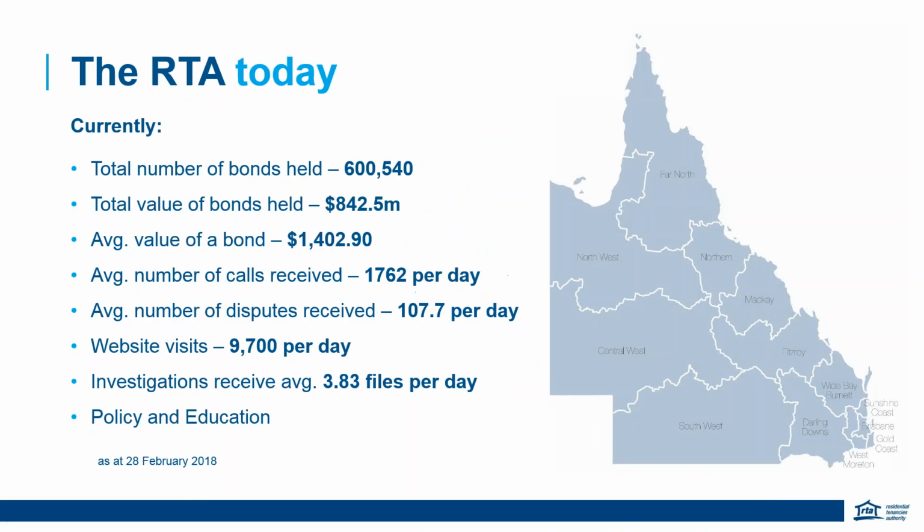So the RTA today is currently holding around 600,000 bonds. The value of those bonds is around 842 million. The average value of a bond lodged is $1,400. The average number of calls received is about 1762 per day, and the number of disputes we receive is 107 per day. The website gets just under 10,000 visits per day, and the investigations are just under 4 files that we receive each day, as well as doing the policy and education.